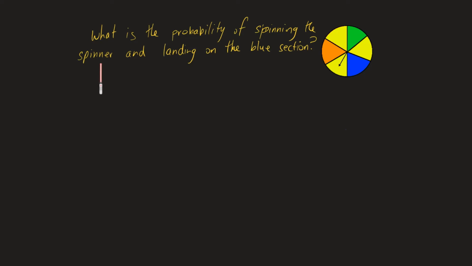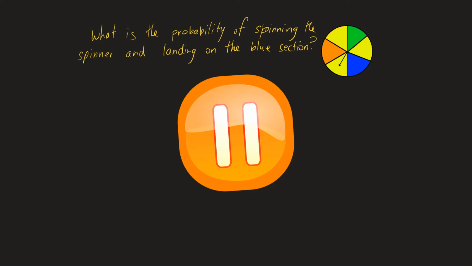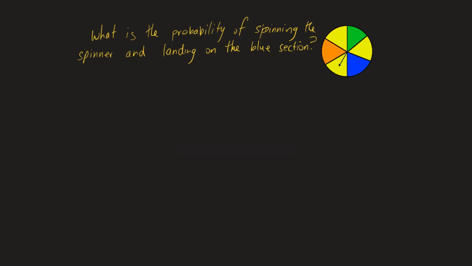So with this example, we want to identify what is the probability of spinning the spinner and landing on the blue section. So there's the blue section of the spinner. So what I want you to do is to pause the video now and attempt to solve this problem yourself using the formula we just looked at.